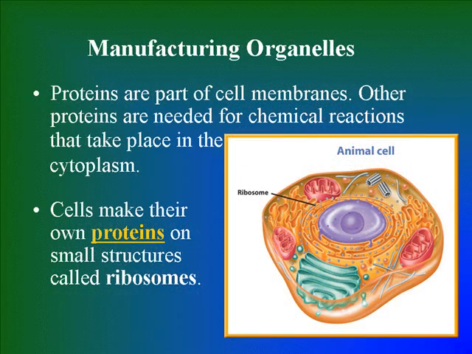Alright, so remember back in the dawn of the ages of this school year when we talked about carbs and protein and fats? Well, this is where proteins come into play. Proteins are part of the cell membranes. Other proteins are needed for chemical reactions that take place in the cytoplasm. So that's why we need protein, because our cells need it to do things. Our body breaks down those proteins into pieces so that our cells can make their own proteins using ribosomes. The ribosomes basically piece those pieces together to make those proteins for the cell.